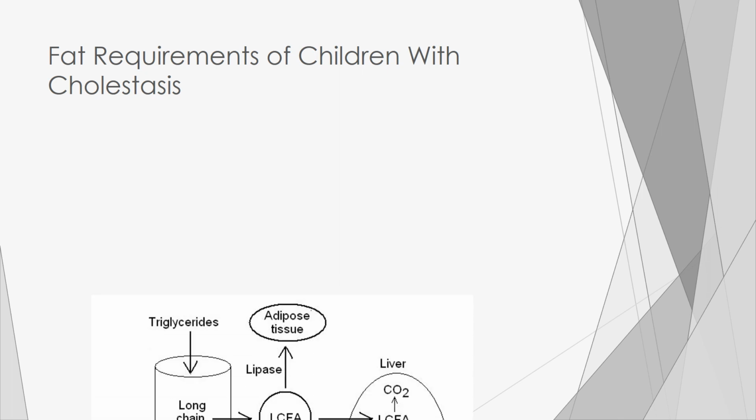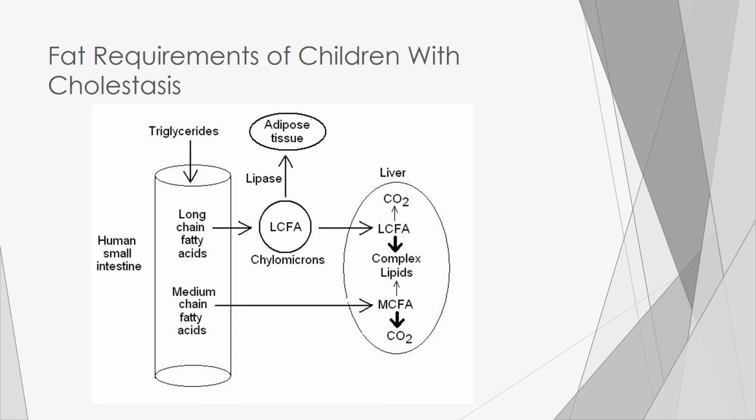Fat and where fat comes from requires special consideration in these patients. In the human body, there are long-chain triglycerides, LCT, and medium-chain triglycerides, MCT. LCTs require bile and pancreatic enzymes for digestion and absorption and need to be incorporated into micelles and then chylomicrons for entry into the lymphatic system. MCTs do not require bile or pancreatic enzymes and are directly absorbed into portal circulation bound to albumin.